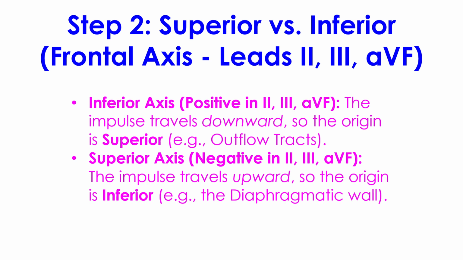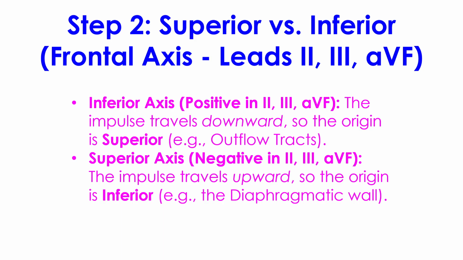Step 2, superior versus inferior from frontal axis and leads 2, 3 and aVF. Inferior axis, positive in leads 2, 3, aVF as the impulse travels downwards, so the origin is superior. Example, outflow tract ventricular tachycardias.